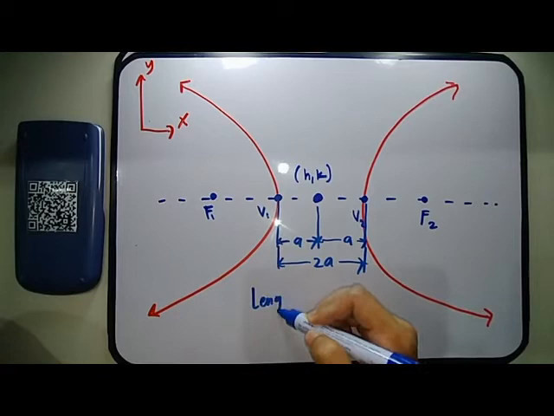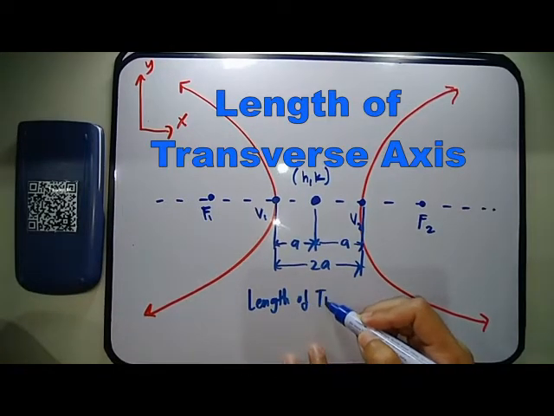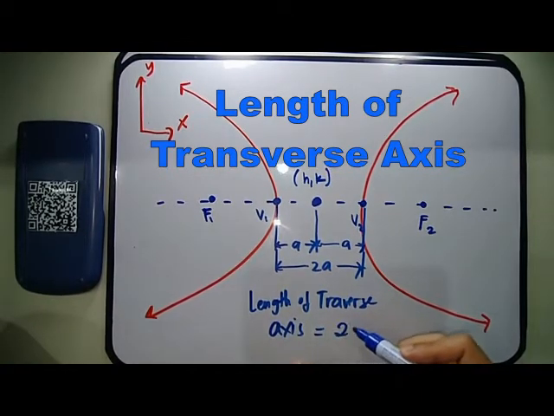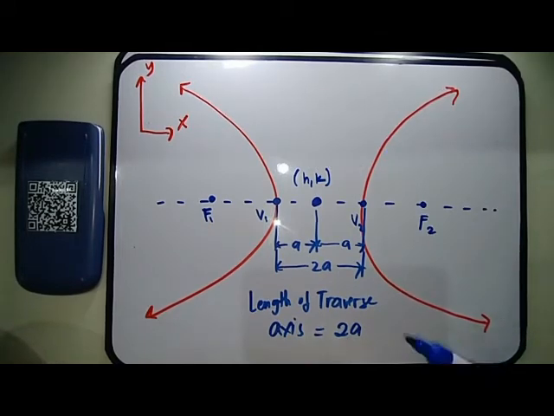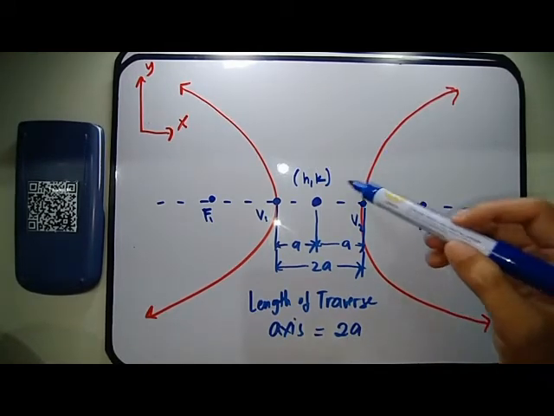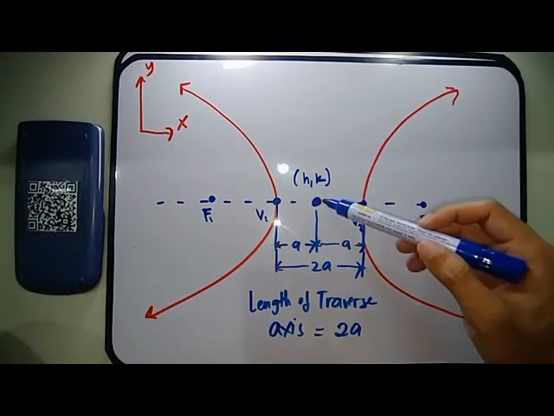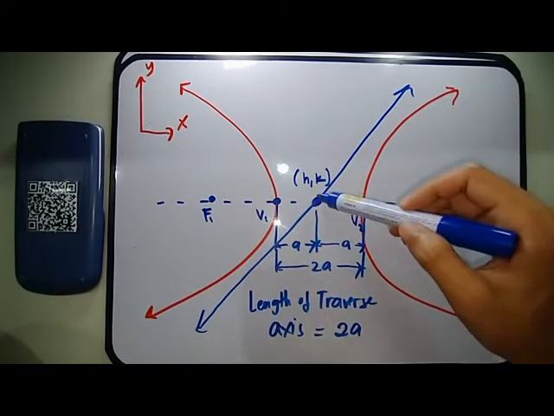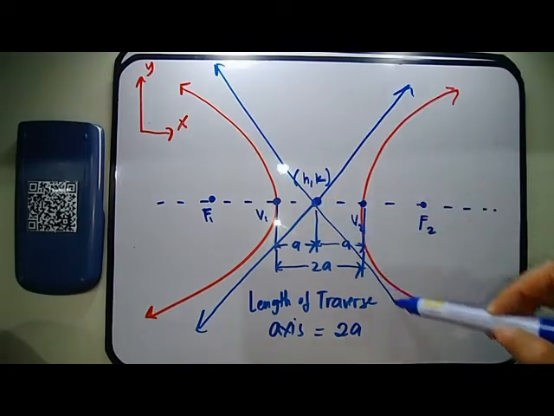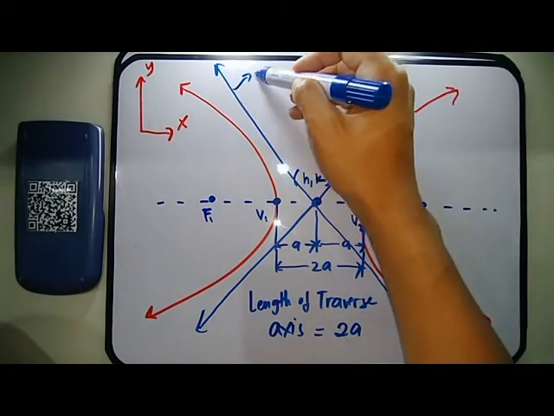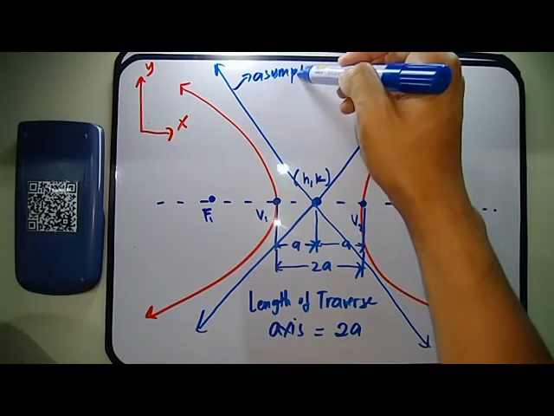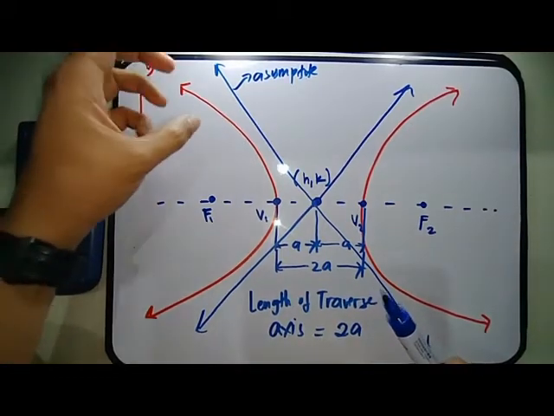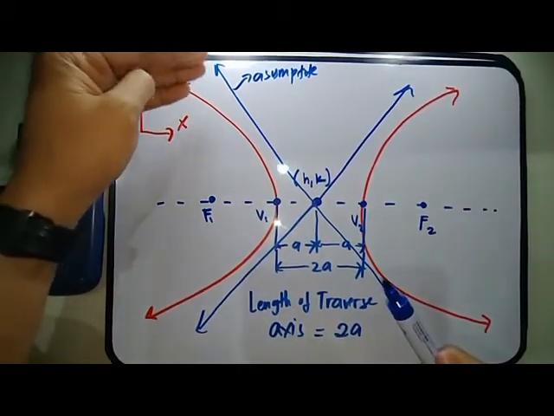So, length of transverse axis. That is 2A. Now, a hyperbola has asymptotes. The asymptote is a line that crosses your center. Our asymptotes, guys, are two lines. So, this is your asymptote. The asymptote is a line which our hyperbola will not reach. It will only approach that line, but it will never intersect.